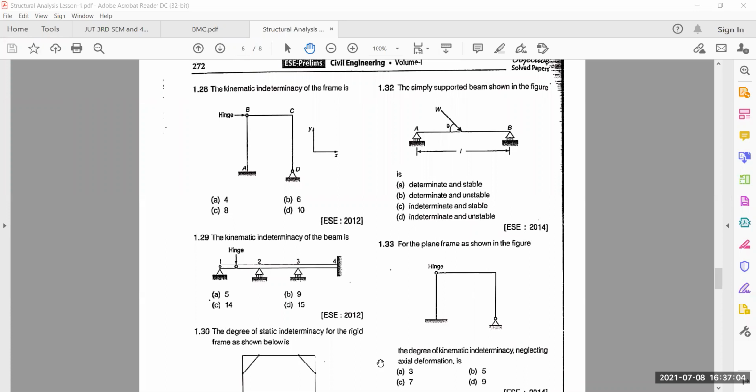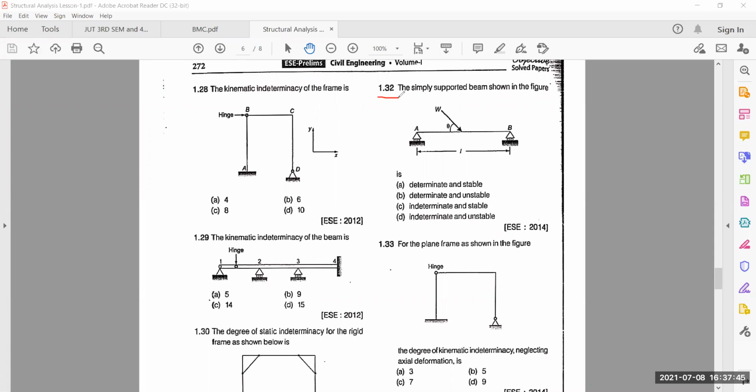So solve this question 1.32. The simply supported beam shown in the figure. Here a simply supported beam is given. Basically, in this beam you have to check whether this beam is determinate or indeterminate, and also whether this beam is stable or unstable. So you check this.